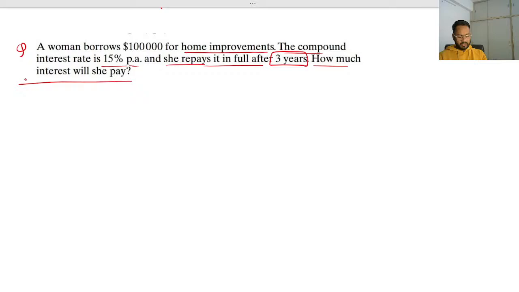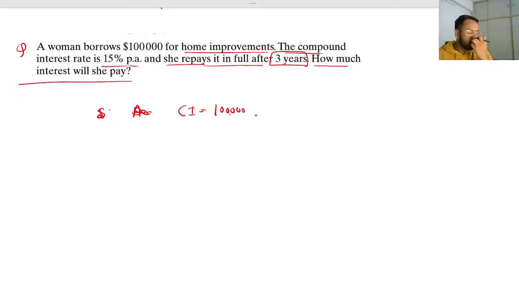I'm giving you time, you can directly apply the formula and you can get the answer. So you will directly apply the formula like this. This is your compound interest. You can find the amount first. Okay, how much interest she has paid. If you directly want the compound interest, you can write CI.